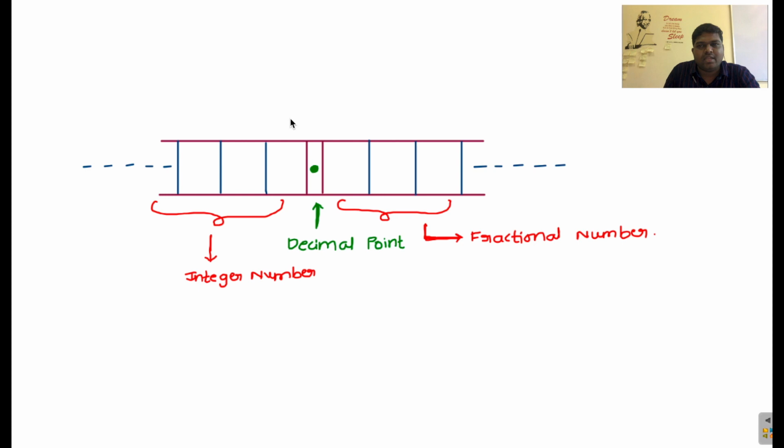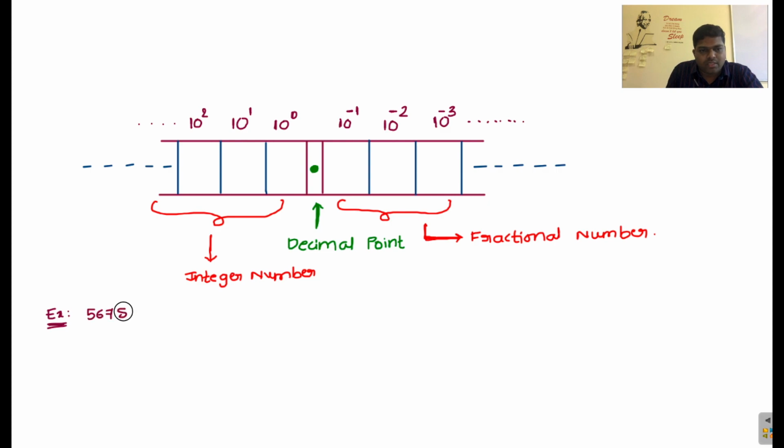Here we can assign radix based powers. We are taking the decimal number system, so base R is 10. Now the first position is 10 power 0, the second one is 10 power 1, and the third position is 10 power 2, and so on. In the same way, on the right side of the decimal point, this is 10 power minus 1, the second position 10 power minus 2, and the third position 10 power minus 3, and so on.